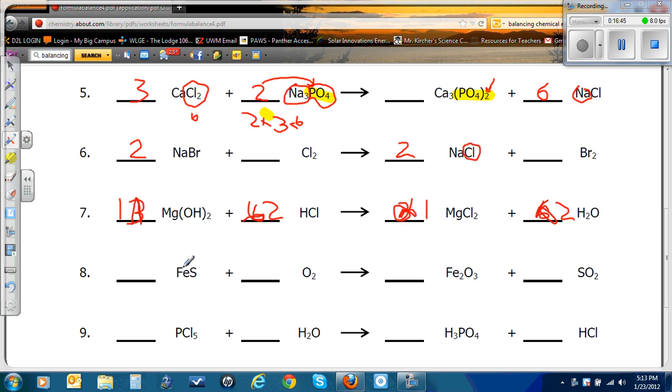Iron. We have 1 iron. We have 2 iron. So we need a 2 here. Okay. Then, because we put the coefficient of 2 there, we now have 2 sulfur. On this side we have 1 sulfur. So we need a coefficient of 2 to balance the sulfur. Oxygen, we have 2 on this side. Over on this side we have 3 plus 4, because 2 times 2, is 7. So 7 and 2, we need to get to 14.